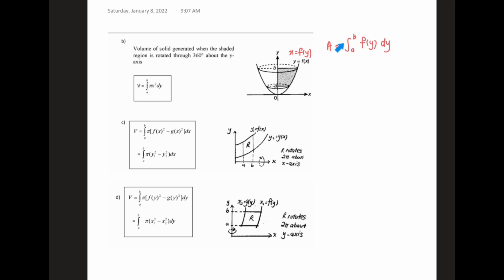So for volume, you can see just a small difference. Comparing this and this, this one needs a pi and needs a square. So if you want to find the volume, you put a pi, normally we put it outside, then you square it, and then you get the volume of revolution. This time it revolves about the y-axis. So you can see it forms a shape like this. This is like a bowl. It forms the shape of a bowl, then it has volume. So we want to find the volume.